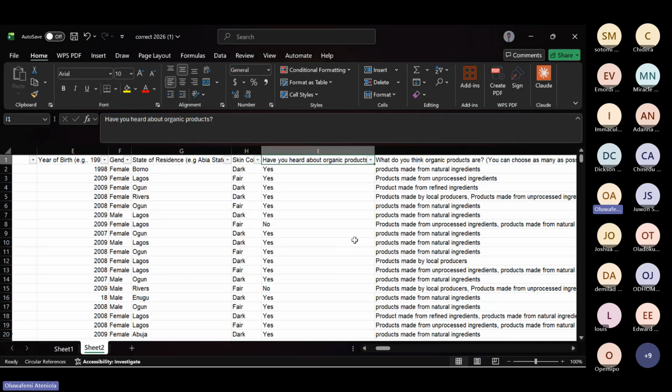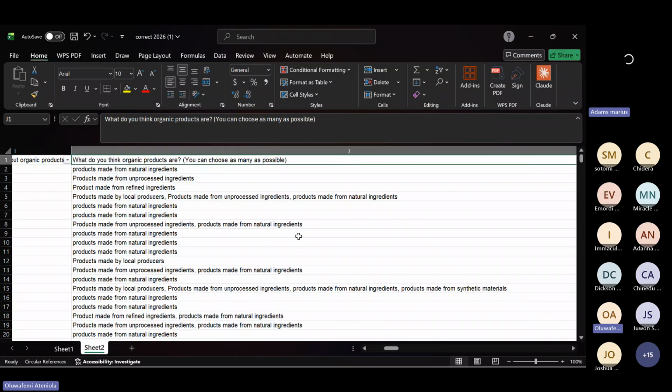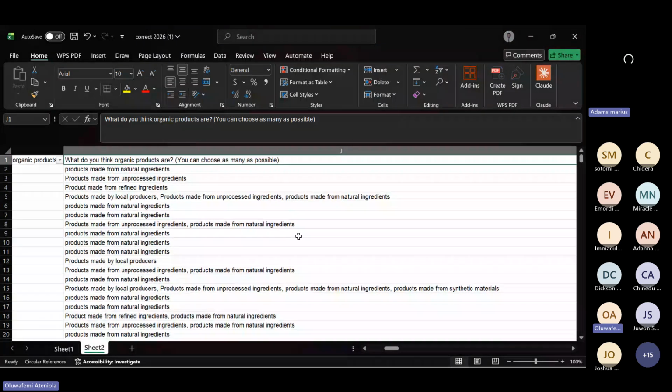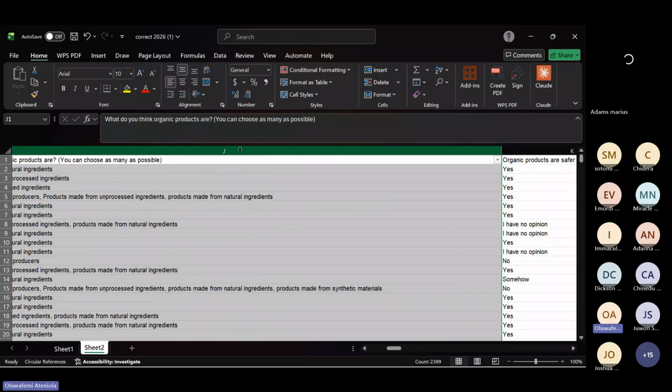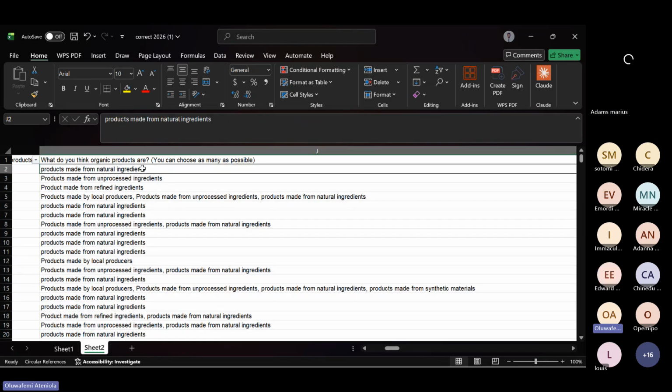And then, have you used organic products, which is meant to be a yes or no? What do you think of organic products? I think this column is where we are going to spend a lot of time because it has lots of options listed in it. So like we see, okay, let's take a look at this one, for example.